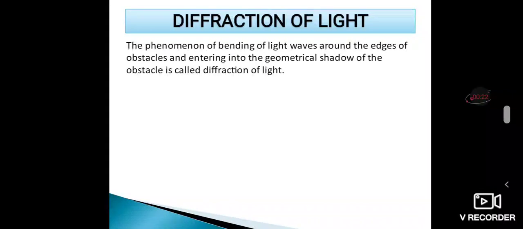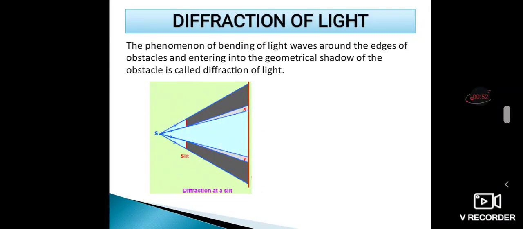So diffraction is the phenomenon of bending of light waves around the edges of an obstacle, and afterwards entering into the geometrical shadow of the obstacle. This is called the diffraction of light. Whenever an obstacle is there, the light waves are bent towards the edges of the obstacle, and afterwards they enter into the shadow area. That will be understood with the help of the diagram.